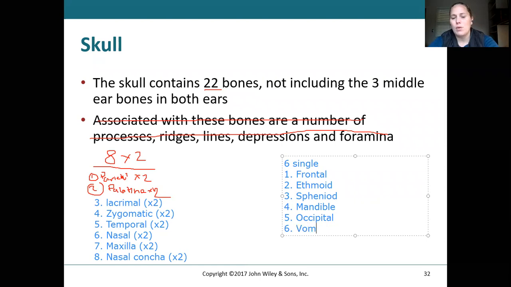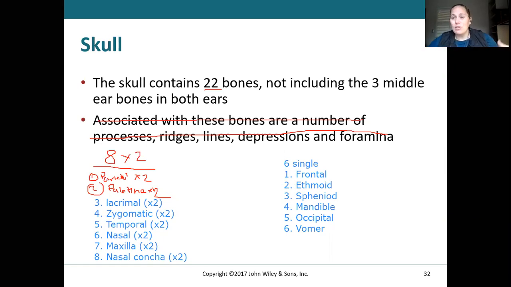Okay, so again, I'm trying to keep things manageable in terms of memorization. What I've done here is I've basically given you the list of the bones that I'm going to expect you to know for the skull. So you've got parietal, palatine, lacrimal, zygomatic, temporal, nasal. So essentially we have 8 plus 6, we have 14 different bones to memorize. And like I said, 8 of those are pairs.